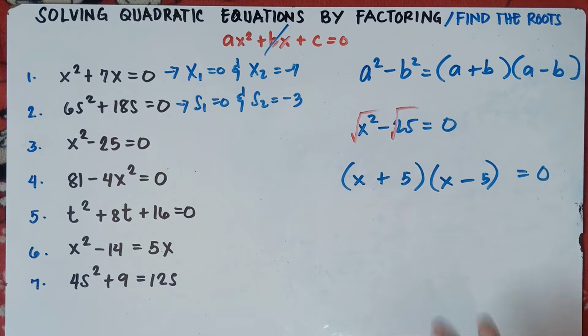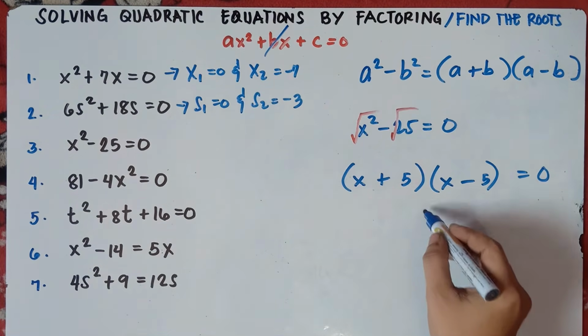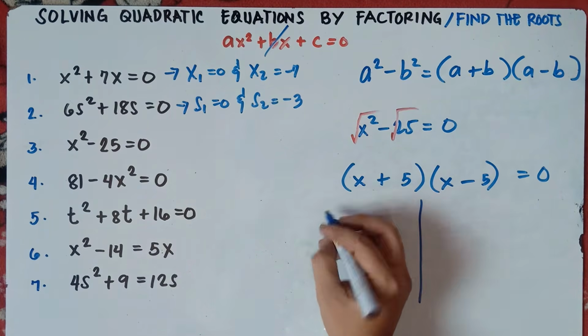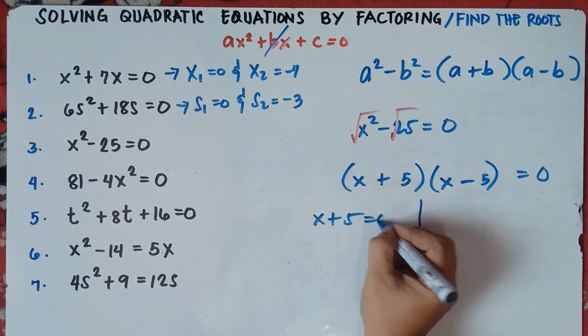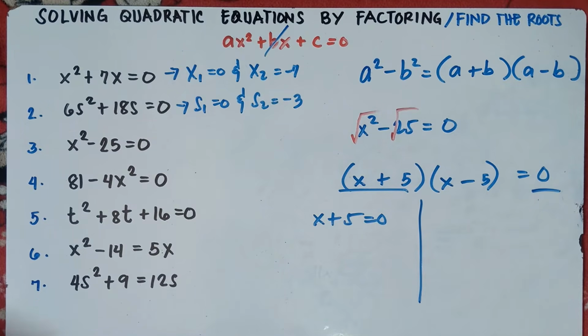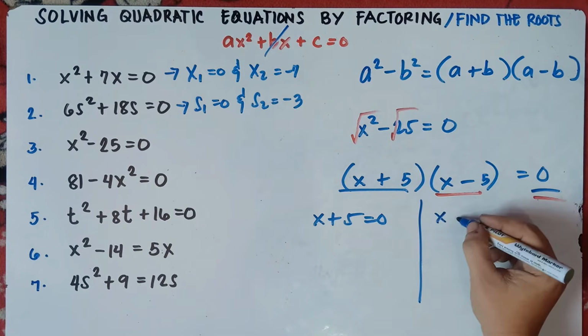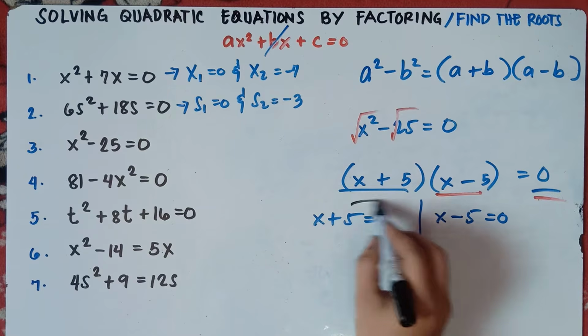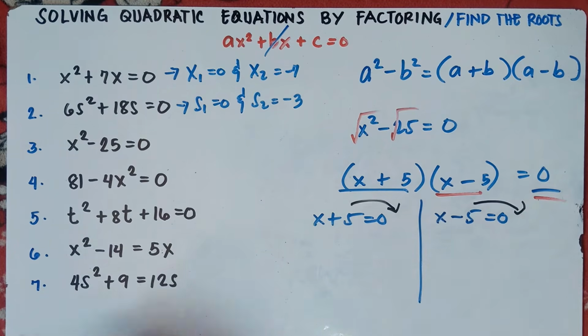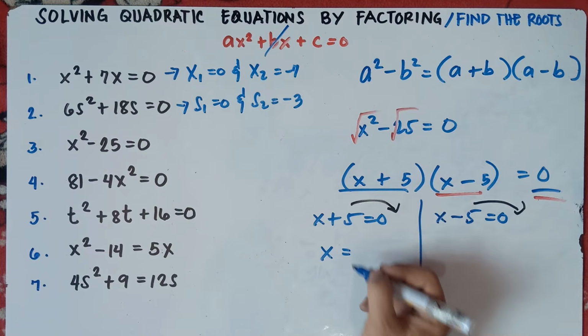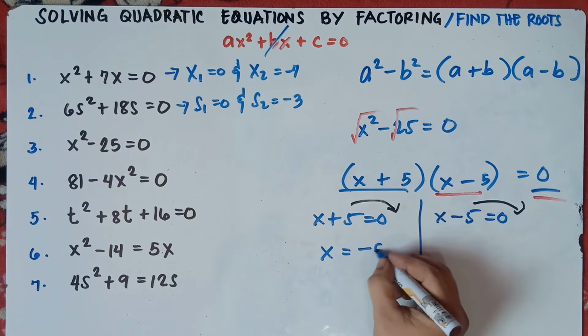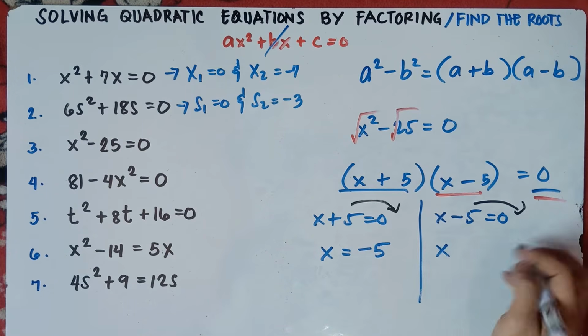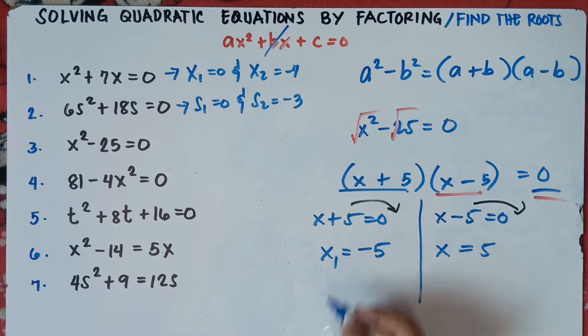That's the factor. So we find the roots by equating each factor to 0. First, x plus 5 equals 0. And second, the other equation, x minus 5 equals 0. To get the value of x, transpose 5 from left to right. So x equals, this is positive 5, it will be negative 5. And this one, this is negative 5, it will be positive 5. x sub 1 is negative 5, and x sub 2 is positive 5.